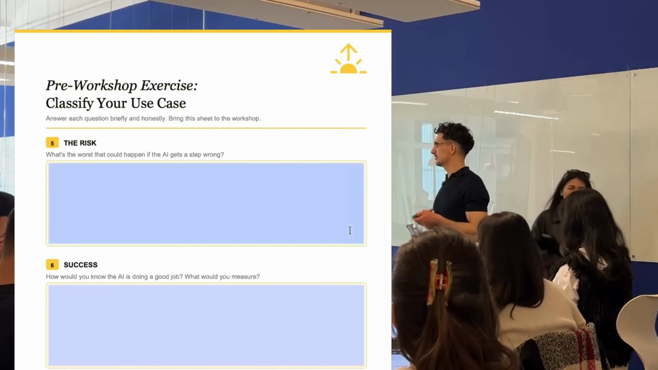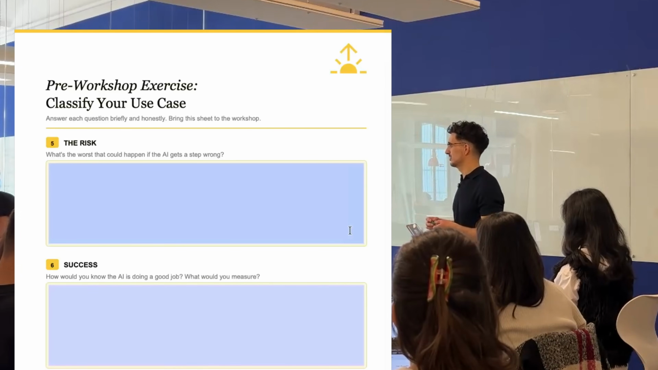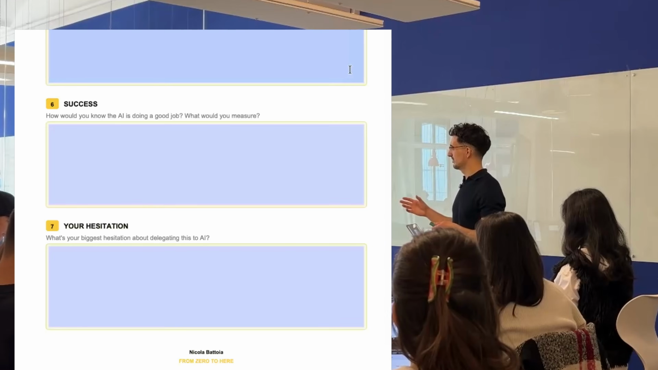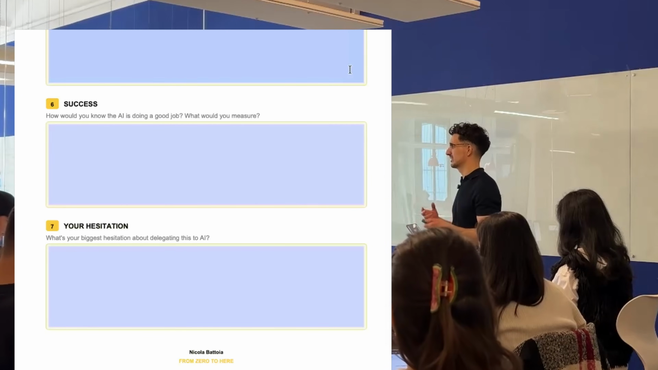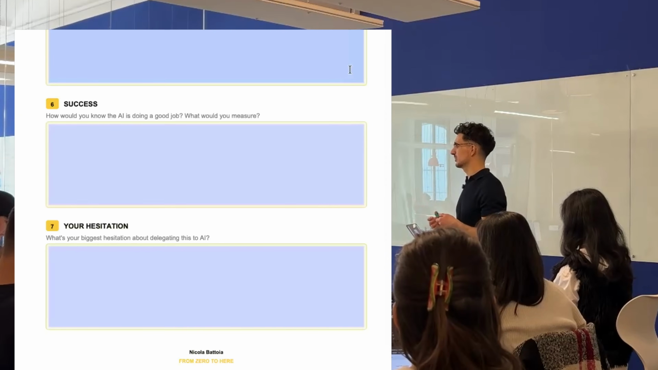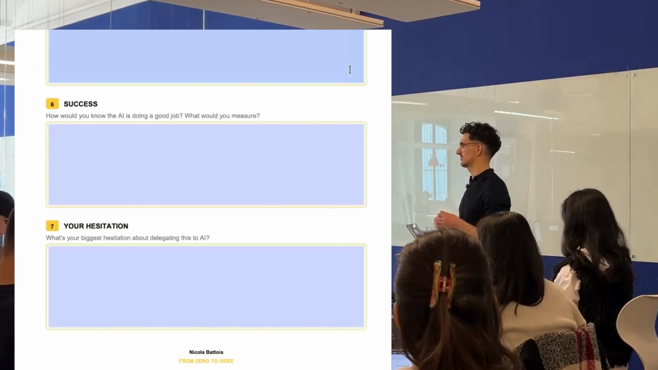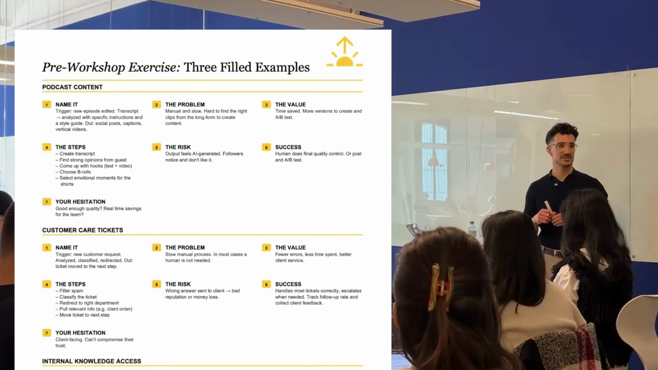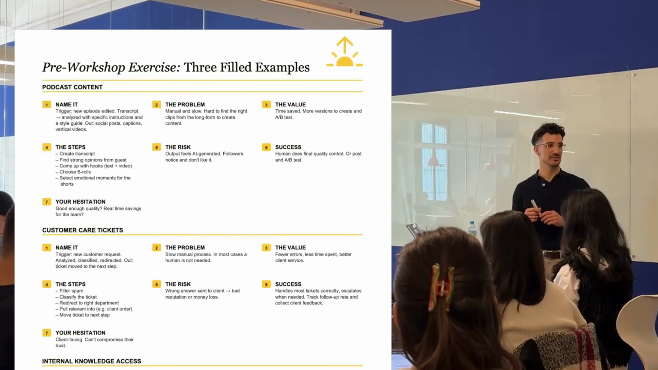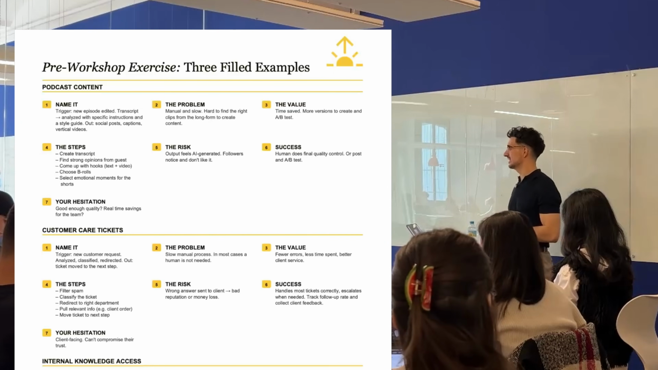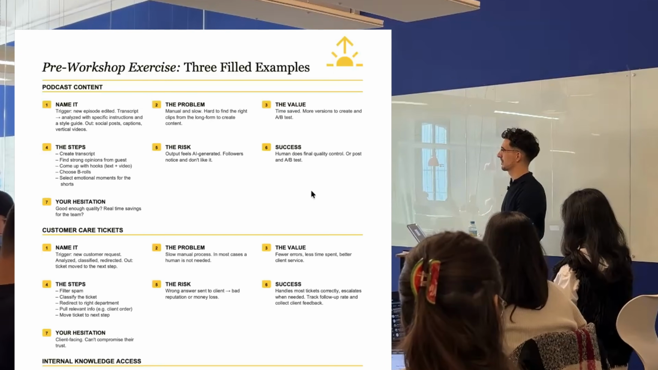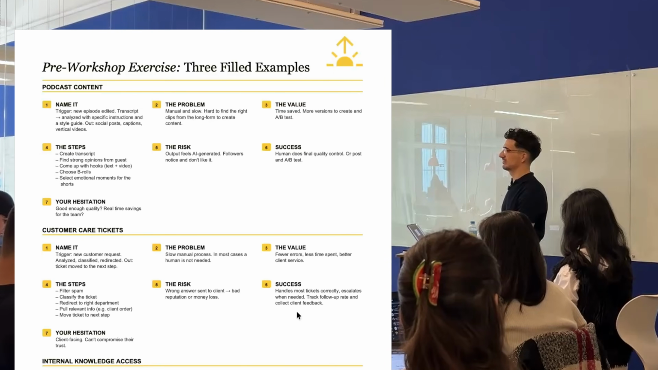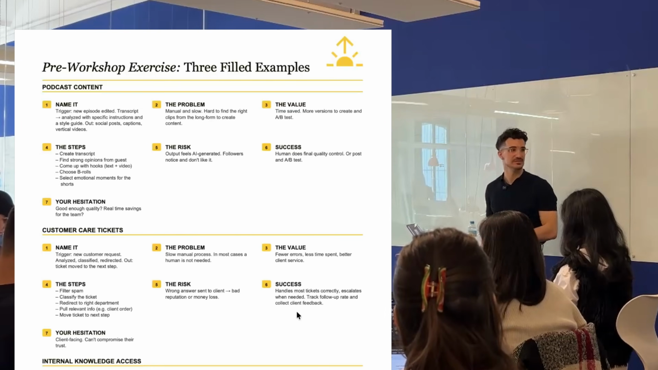Success: how would you measure if AI is doing a good job? And then an open field, let's say, for your general hesitations. Maybe you've tried and it was not working, or you're worried about your data or something else. So as you're doing this, maybe start to fill in just a few details on each of those. Let me know if there are any doubts.